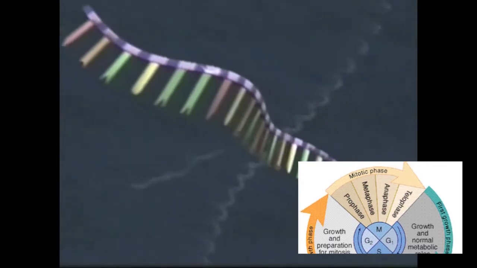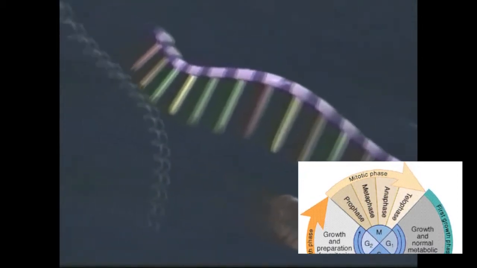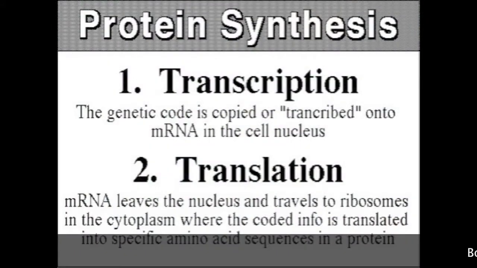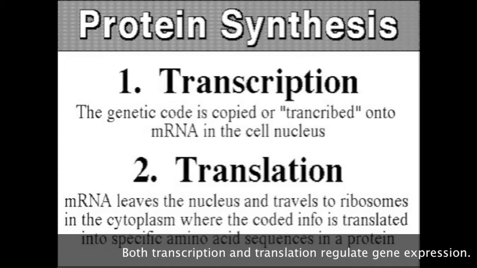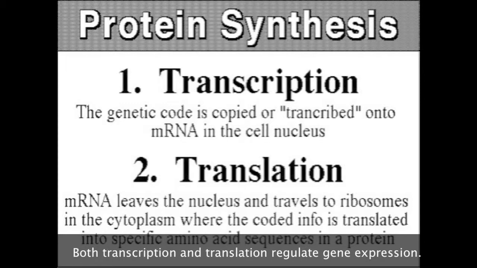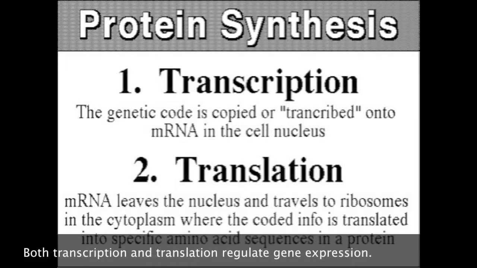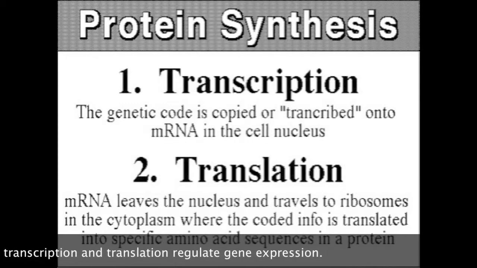During the DNA replication process, there is a step when the genetic code becomes protein. This step is called protein synthesis and occurs in two parts: transcription and translation. In transcription, the genes of the DNA are read and copied onto the mRNA, in the cell nucleus. In translation, the mRNA leaves the nucleus and travels to ribosomes in the cytoplasm, where the coded information is translated into specific amino acid sequences in a protein.